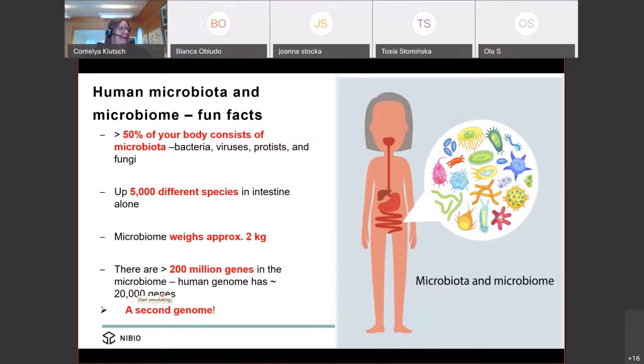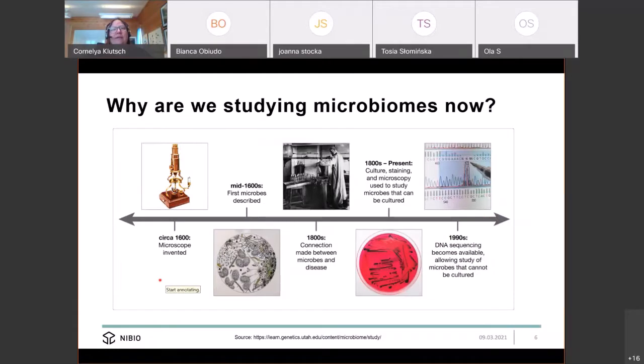So there's a large collection of genetic material in us, in those microorganisms, that has also basically been termed a second genome. So basically, there's a lot of material that can have certain functions. And we'll talk a bit about this in a minute. But before we go there, it's probably interesting to think about why we are studying microorganisms now in so much detail. And this is really going back to a technical advancement in recent years.